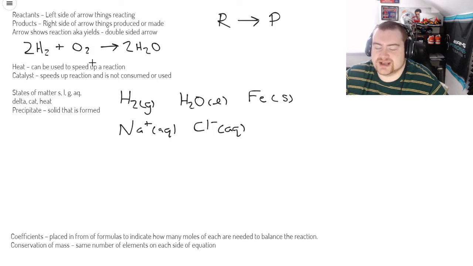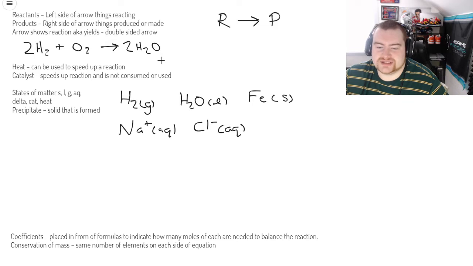Some of the things that can affect a reaction, number one is heat. So heat can oftentimes speed up a reaction, and a catalyst can also speed up a reaction. Now what's different between those two is the heat will be consumed in the reaction, but the catalyst is never consumed, it's just kind of there hanging out, and helps the reaction speed up.